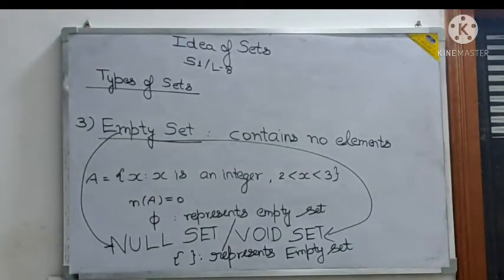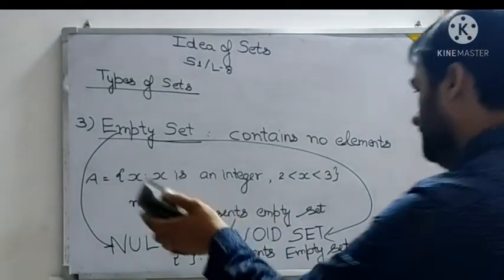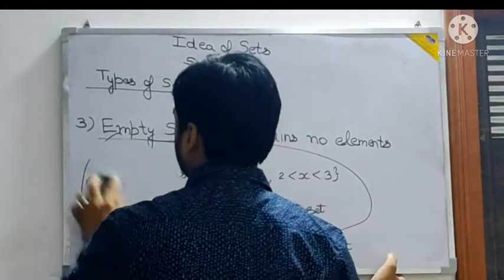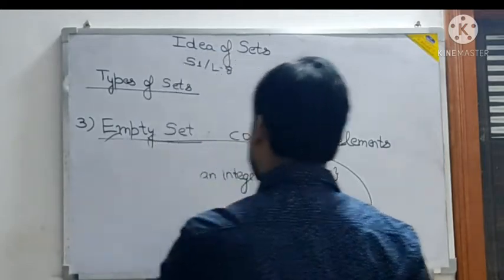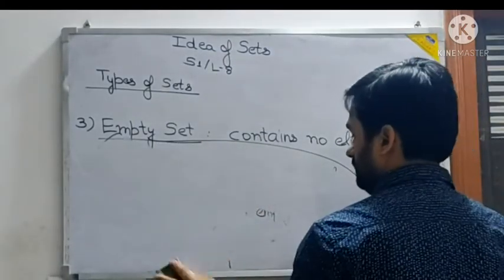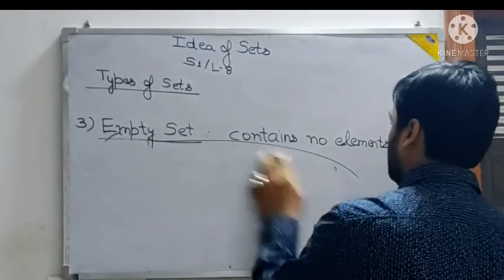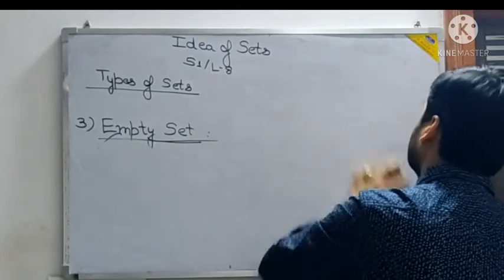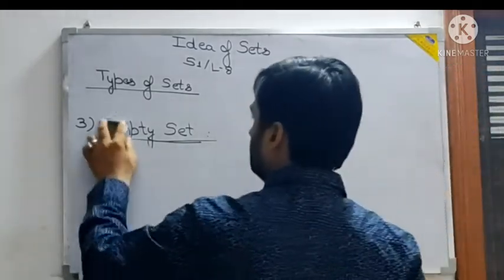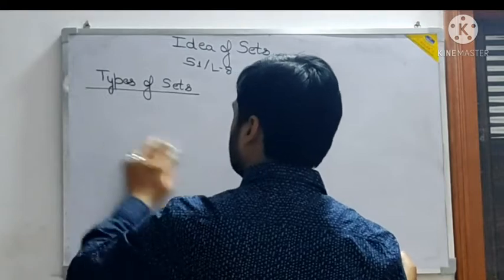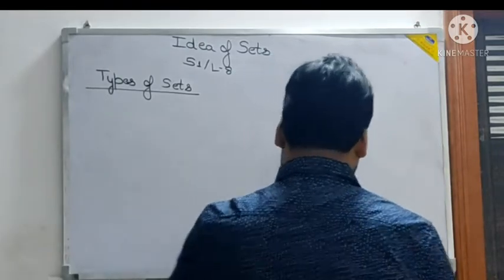Then one more type is the singleton set. The fourth type is the singleton set.